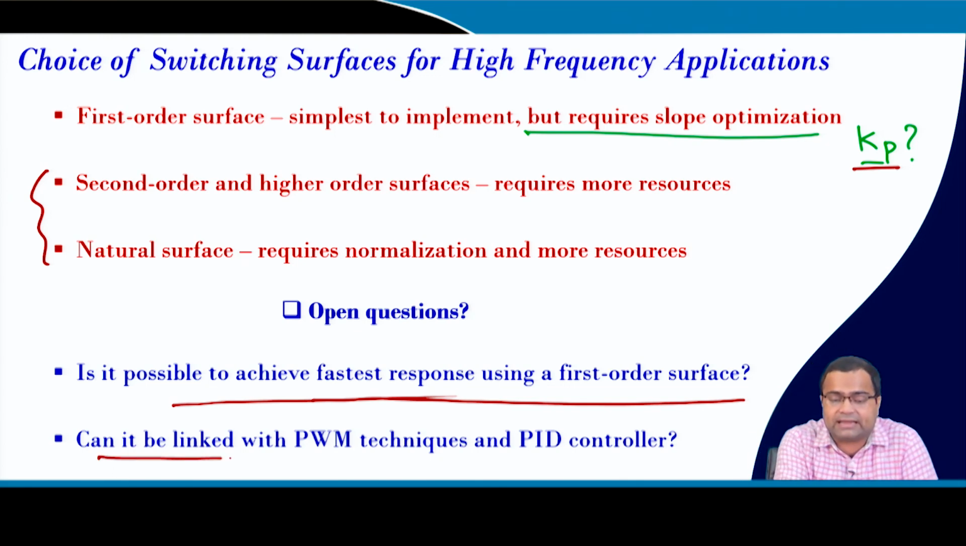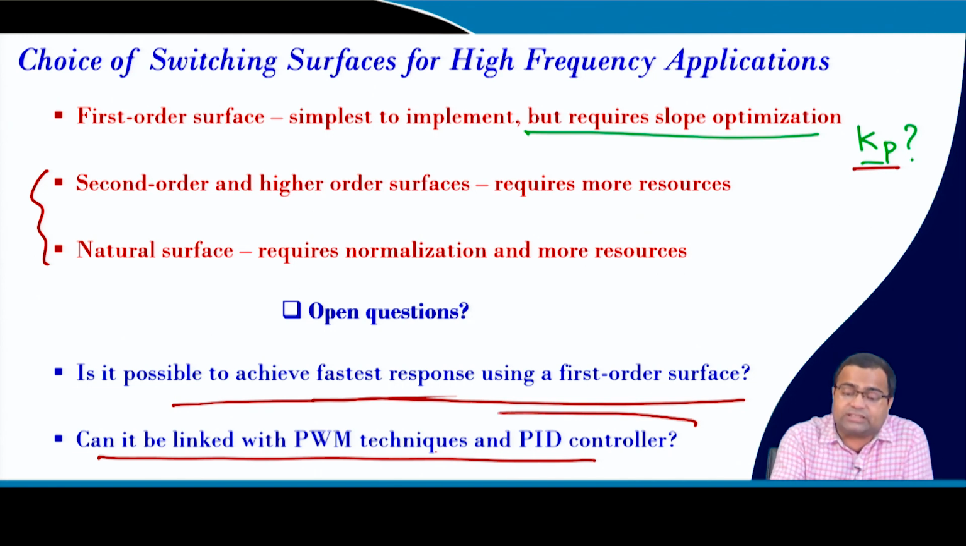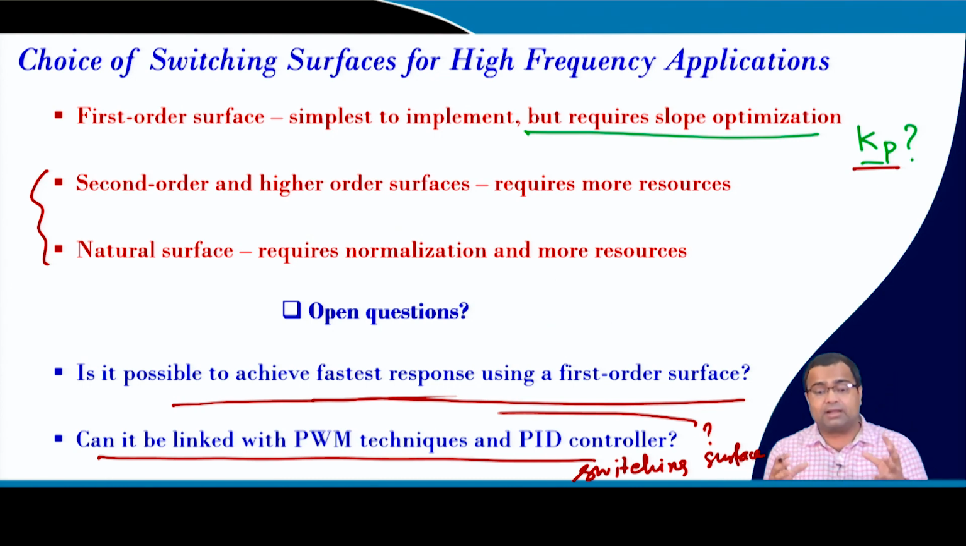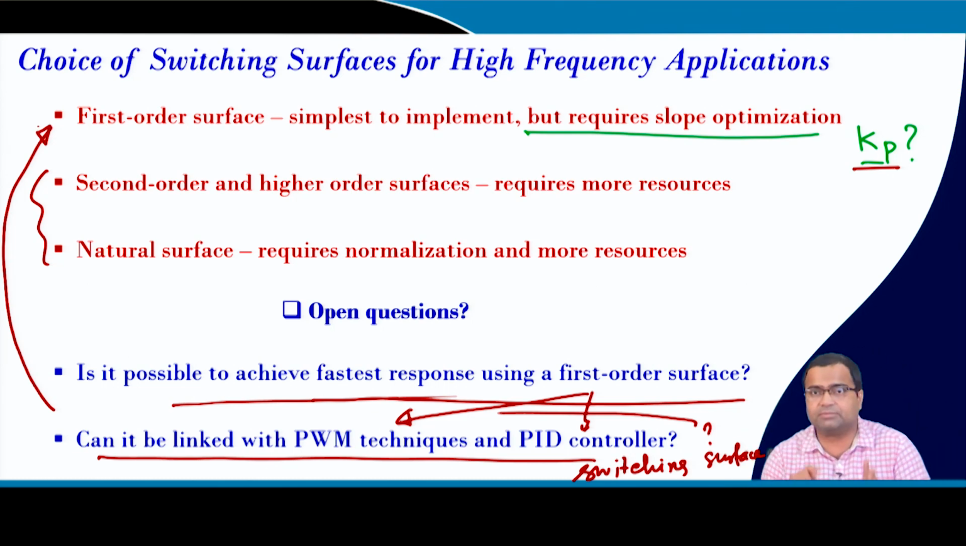So, we need to link the PID control technique with a PWM control, and link the PID controller with the switching surface. This is the link that we are going to see. If we can link the first order switching surface with this PID controller and with the PWM control, then our traditional PWM control, whether it is current mode or voltage mode, can be tuned to achieve the fastest time optimal response by formulating using a first order switching surface or something similar.